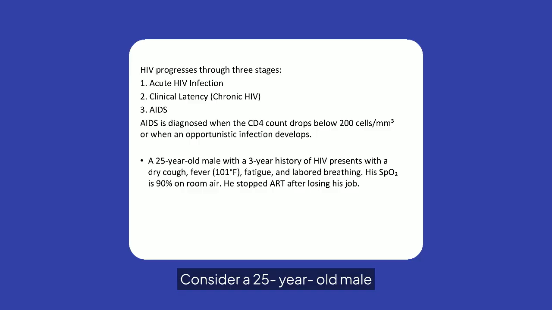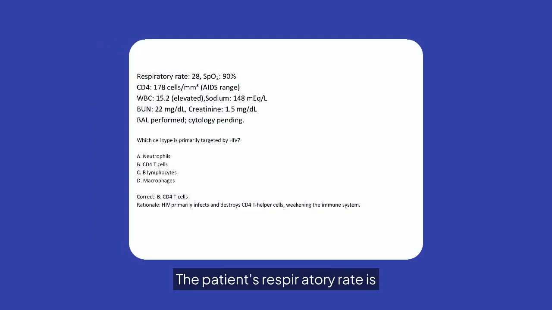Consider a 25-year-old male with a 3-year HIV history, presenting with symptoms like dry cough and fever. He stopped ART after job loss, highlighting the importance of adherence. The patient's respiratory rate is 28, with SpO2 at 90%. CD4 count is 178 cells/mm3, indicating AIDS.